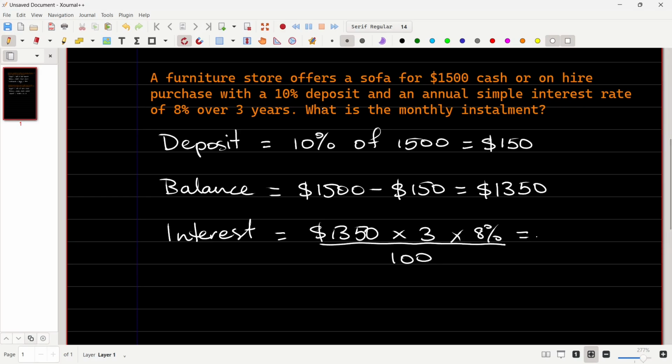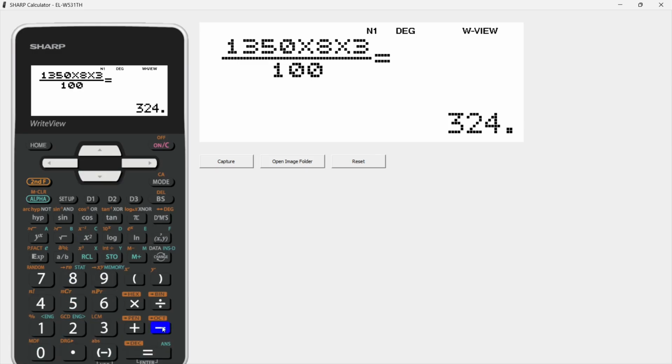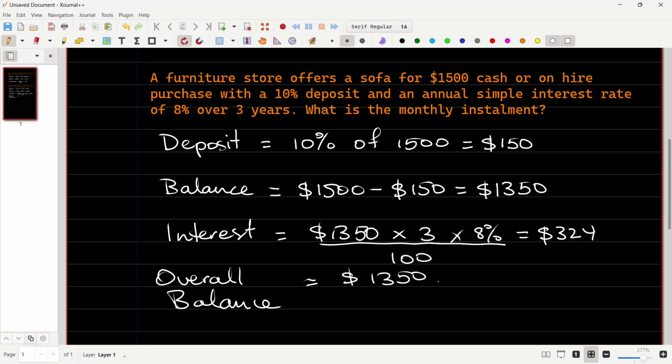Let's go to the calculator. 1350 times 8 times 3 divided by 100. And we get 324. So this is $324. So the overall balance would be equivalent to your 1350 plus your 324.